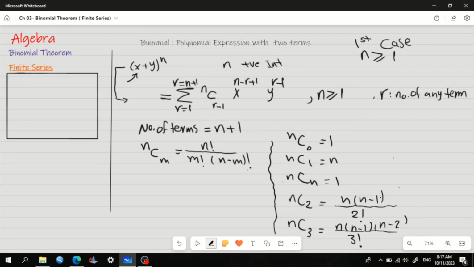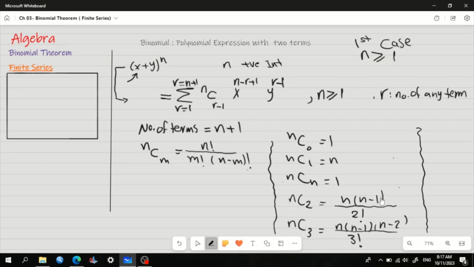Okay, so this is the general form of the binomial expansion. It starts here from r equal to 1, and the number of terms goes from 1 up to n plus 1, and here n plus 1 is the number of all terms. Okay, and here are special cases or famous cases of the binomial or the combination expression.